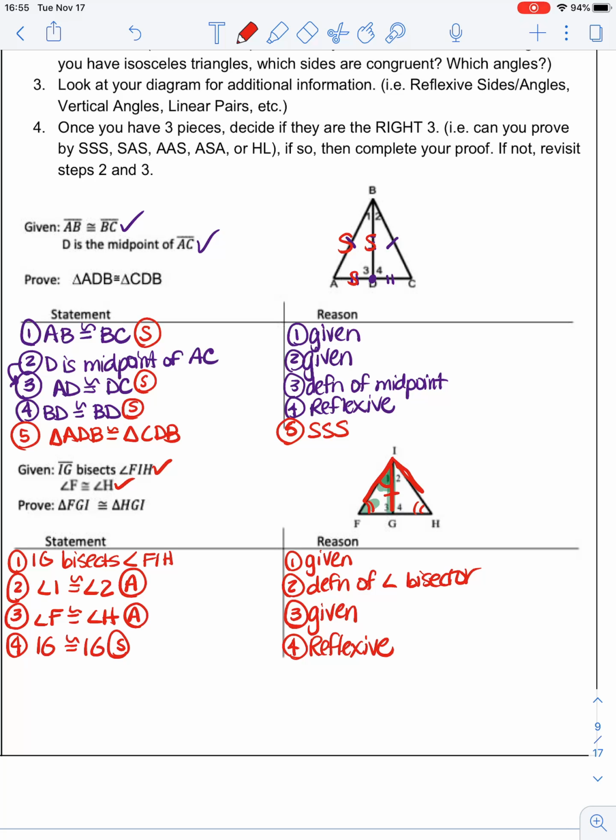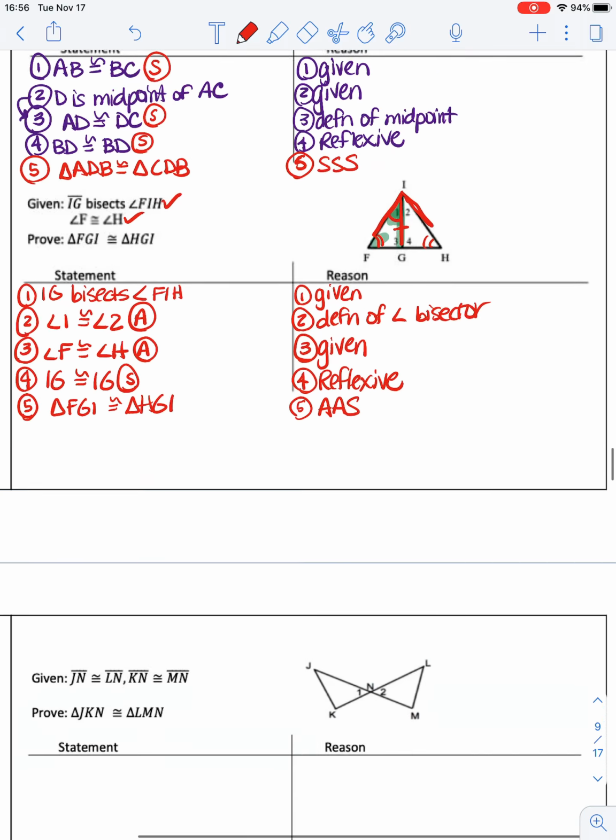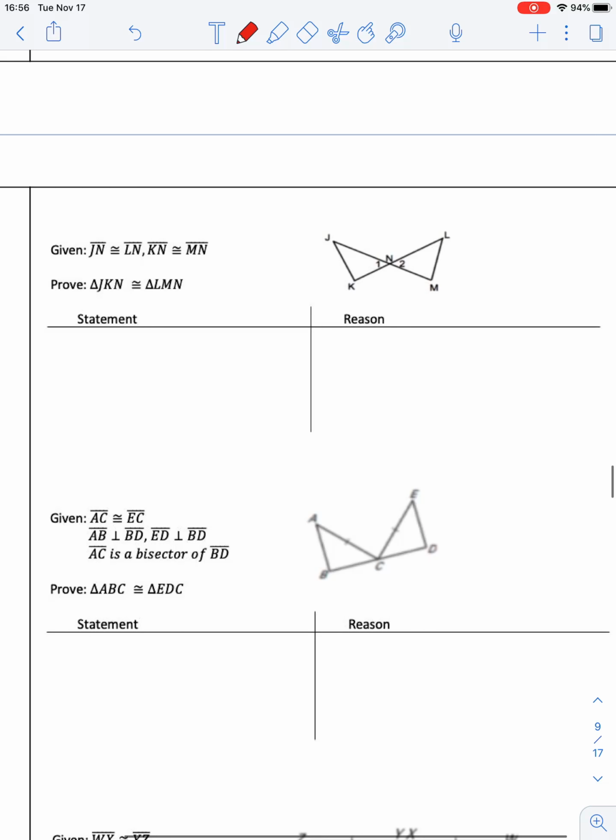So look at your picture. I've got an angle and then I've got an angle with a side touching it. The side is not touching both of the angles, so it can't be ASA. That means it has to be AAS. So then I can say that triangle FGI is congruent to triangle HGI, and the order does matter. It was already given to us, so it's okay that those two are congruent because of angle, angle, side.